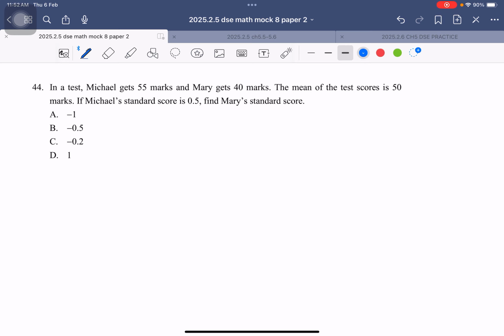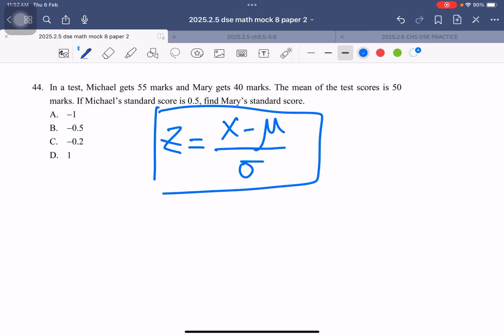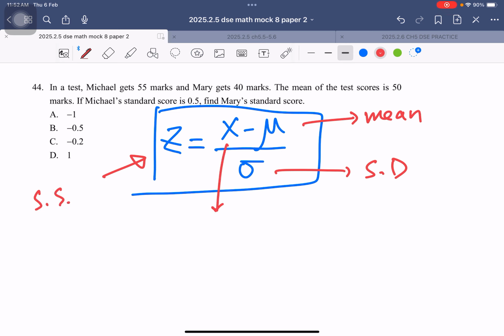So this is the formula to use. Z is equal to X minus mu divided by sigma. Okay, write it down if you forgot. Mu is the mean, and sigma is the standard deviation. And then Z is the standard score. But what is X? X is the data, the data that we're going to use.